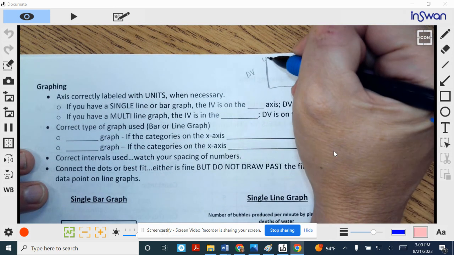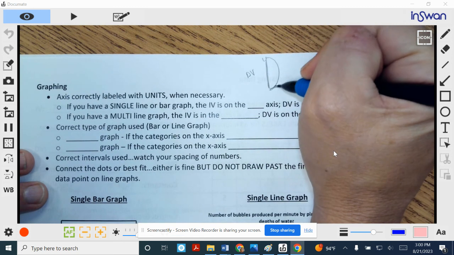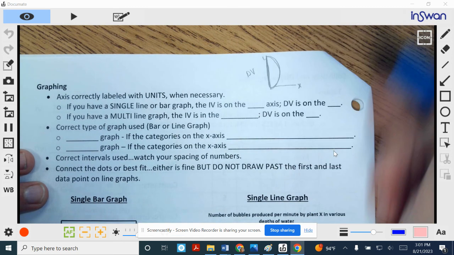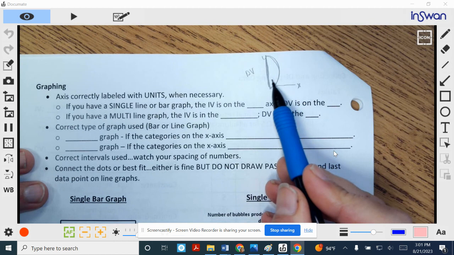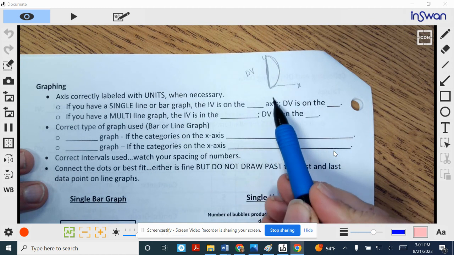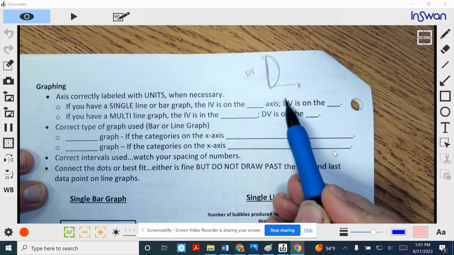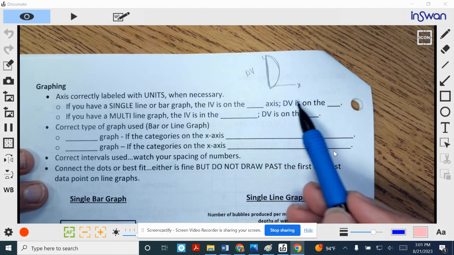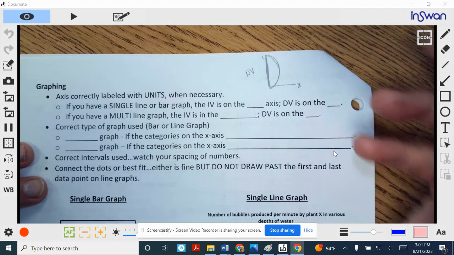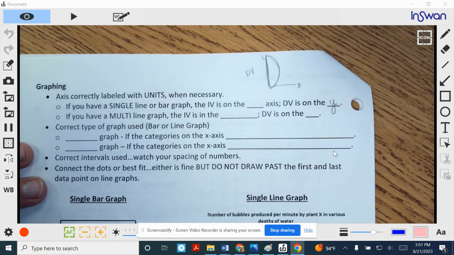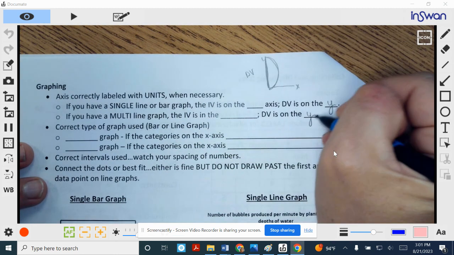It might help you remember that you can take these axes and turn this one into the D for DV. Okay, it's not going to look right if you write a D down here, because it's not going to look like a D. But your dependent variable is always, always, always going to be on your Y in all situations.